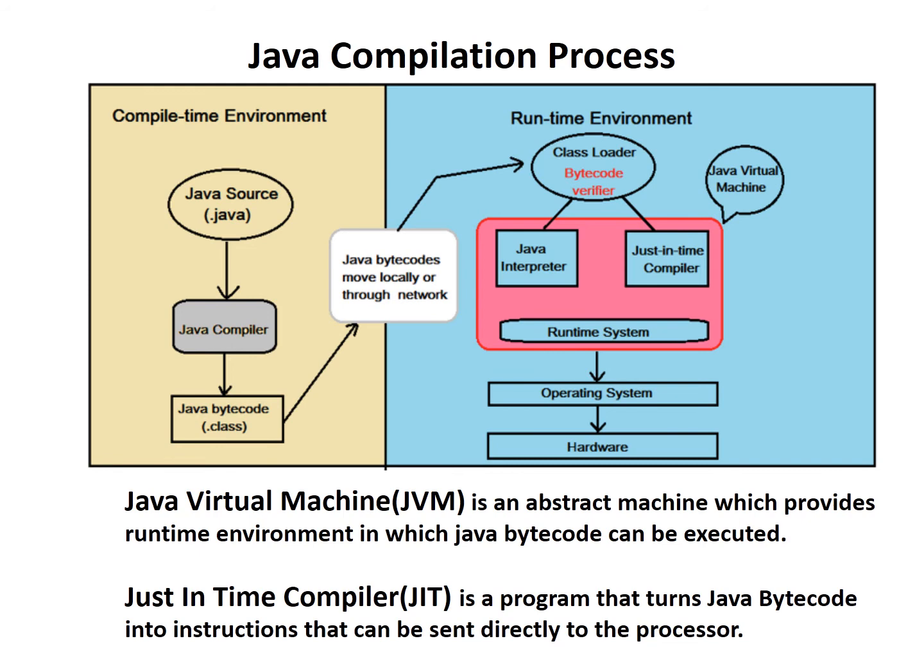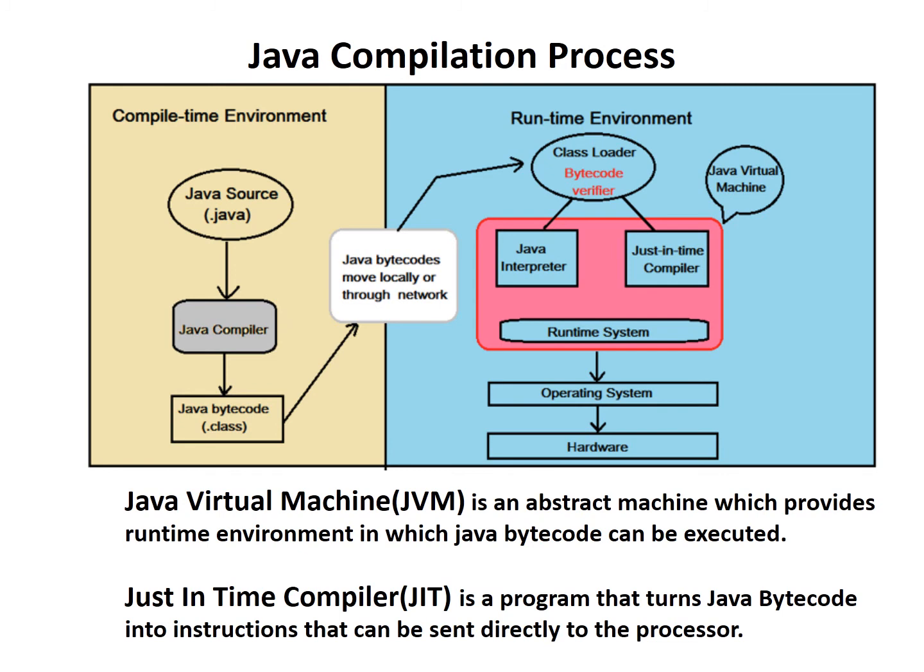So we can say that Java Virtual Machine is an abstract machine which provides runtime environment in which Java bytecode can be executed, whereas just-in-time compiler is a program that turns Java bytecode into instructions that can be sent directly to the processor.